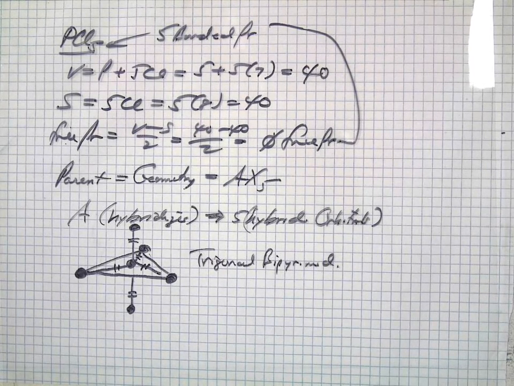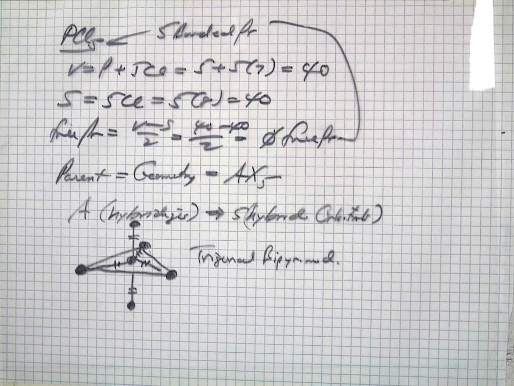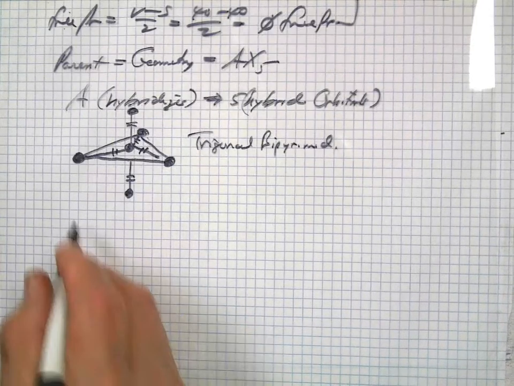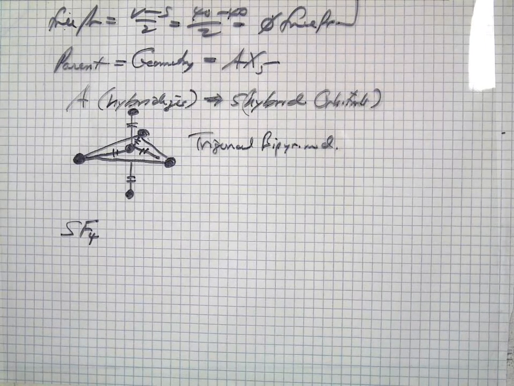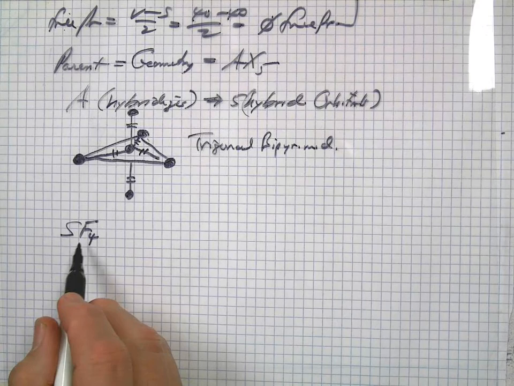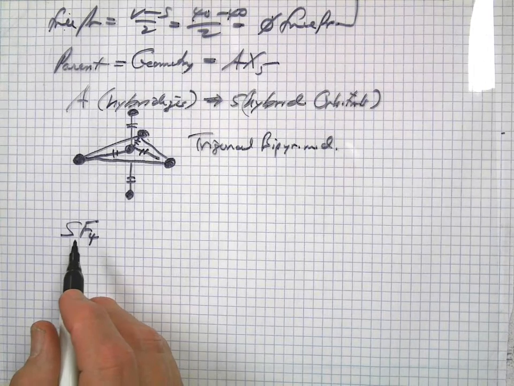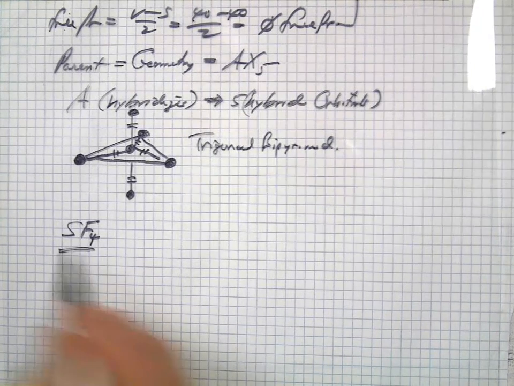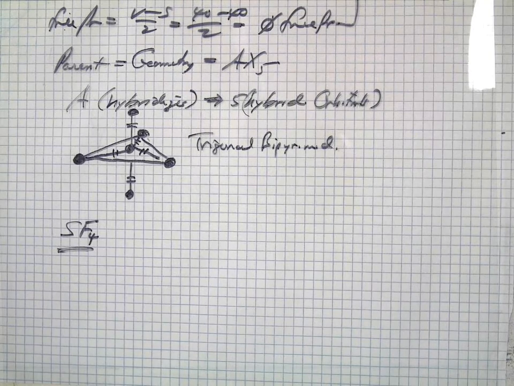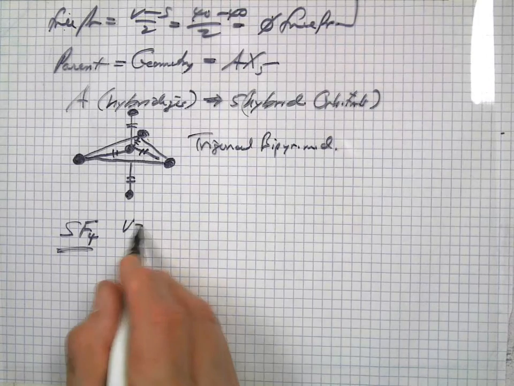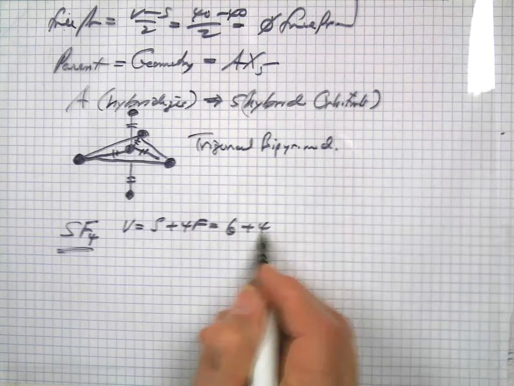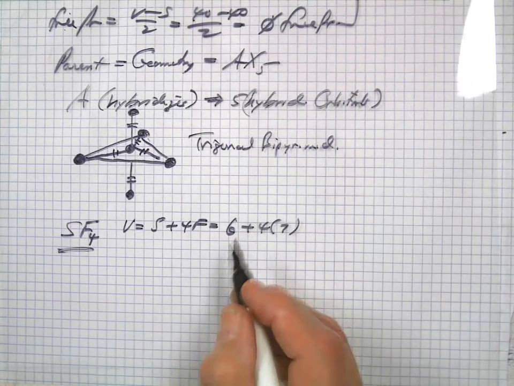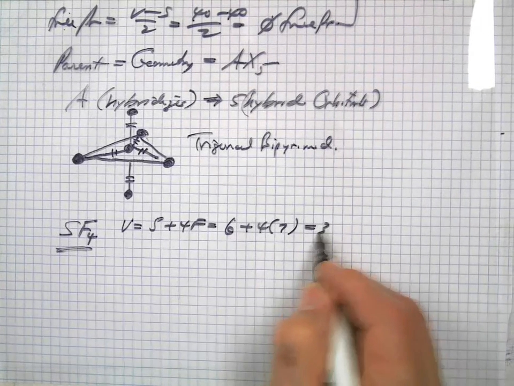Okay. Now, what if you had an SF4 structure right here? That could be a tetrahedron if you just went off the cuff, or it could be something else if you take into account the non-bonded pairs. Well, calculating the valence number, sulfur plus 4 fluorides, 6 plus 4 times 7, 34, right there.